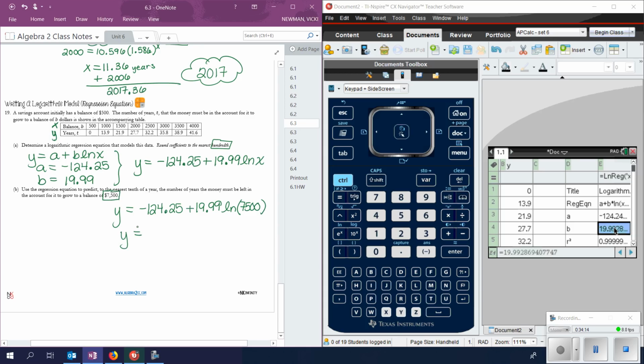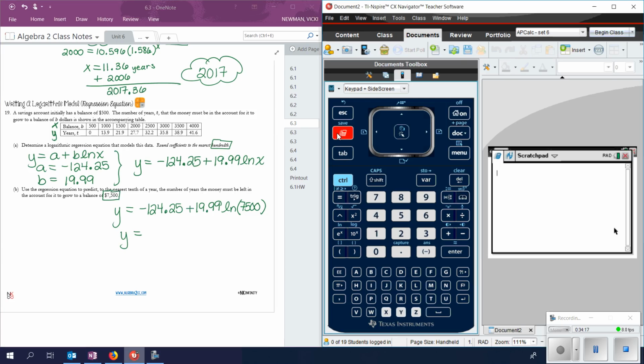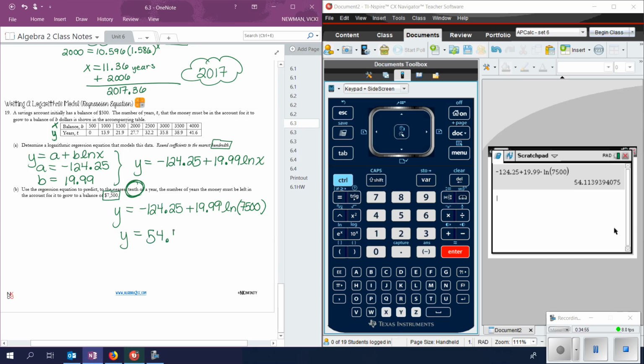So let's go to our calculator and look at that. You have to show that substitution for full credit. Otherwise, you're not going to get full credit. So make sure you're showing all formulas and substitutions that are appropriate for this situation. Now, ln is the Control E button. Okay, so then we get 54.1139. It says to the nearest tenth of a year. 54.1139 is 54.1 years. Fabulous.